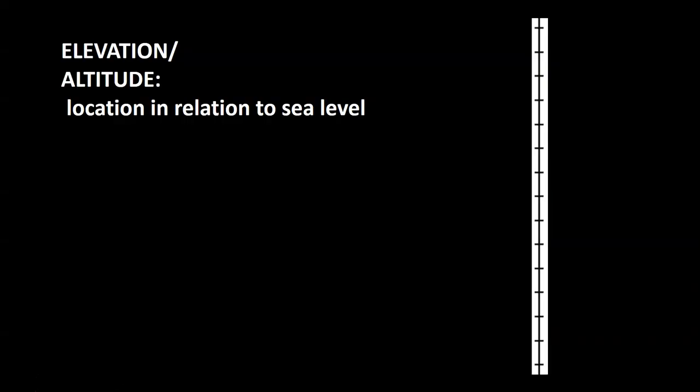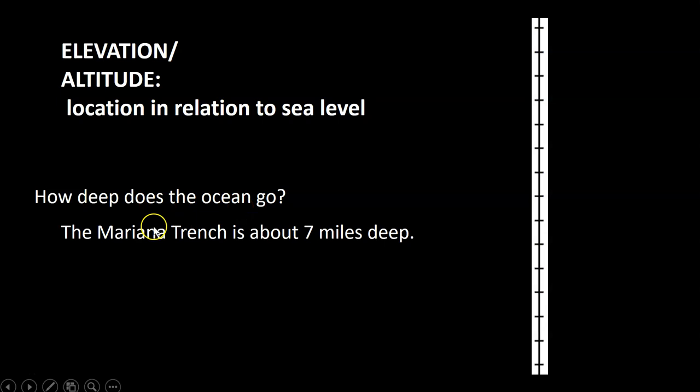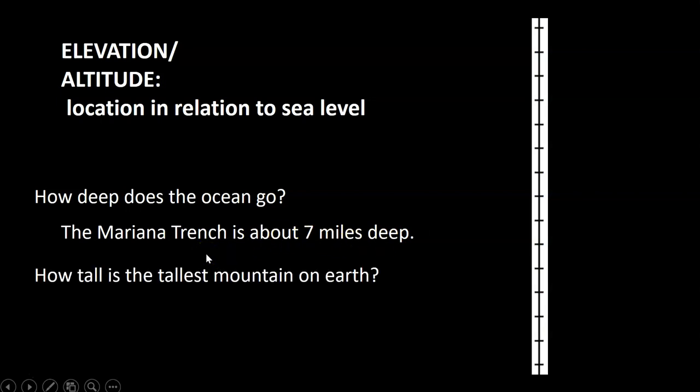So I think we're at the point where we are ready to fill in our vertical number line. To fill in our vertical number line, I'm going to use two pieces of information. The first question is, how deep does the ocean go? The Mariana Trench is about 7 miles deep. This is the deepest place on Earth. It is in the ocean, so 7 miles deep. How tall is the tallest mountain on Earth? Well, Mount Everest is about 5.5 miles tall.